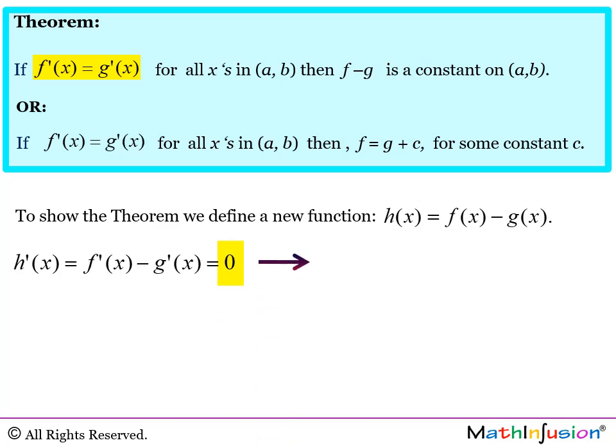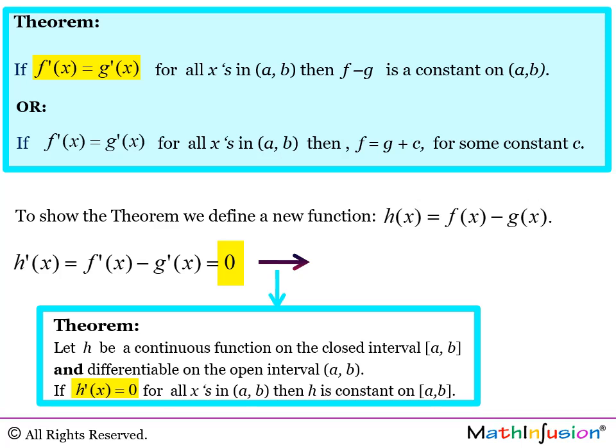But this should be familiar from the other theorem. Here is the theorem that we have seen a second ago, but instead of f, I apply this to h. Let h be a continuous function on the closed interval and differentiable on the open interval. If the derivative of the function equals 0 for all x in (a,b), then the function is the constant function. Okay, so when I do this with respect to h, I get that h is the constant function. But if h is the constant function, then I get that f of x minus g of x equals c.